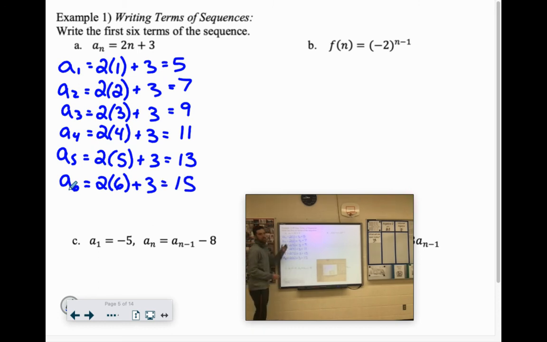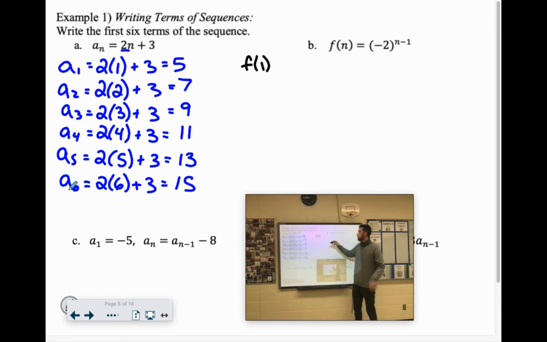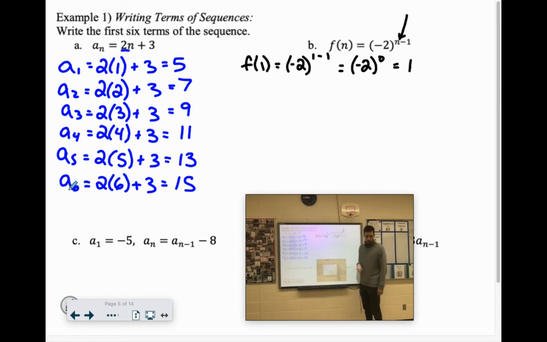So again, you could have recognized the pattern that they were going up by 2 each time, which is derived from that part. No big deal. But it's not always going to be the case. So we are going to find the first 6 terms of this sequence. F of n equals negative 2 to the n minus 1 power. So f of 1, right, this is function notation, is negative 2 to the 1 minus 1 power. Right? We're substituting these in for n. So 1 minus 1 is 0. Anything to the 0 power is equal to 1.